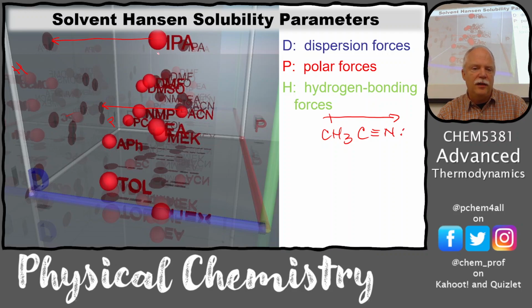We can also look at the vertical shadows. So this IPA, if we come straight down, it's this ball right here, and it's very similar to ethyl acetate. In terms of polarity, ethyl acetate and isopropyl alcohol are almost the same. And also in terms of dispersion, they're the same. They're very different in hydrogen bonding. So it's just a nice way to plot these things with the shadows. You see the projections onto the different planes.